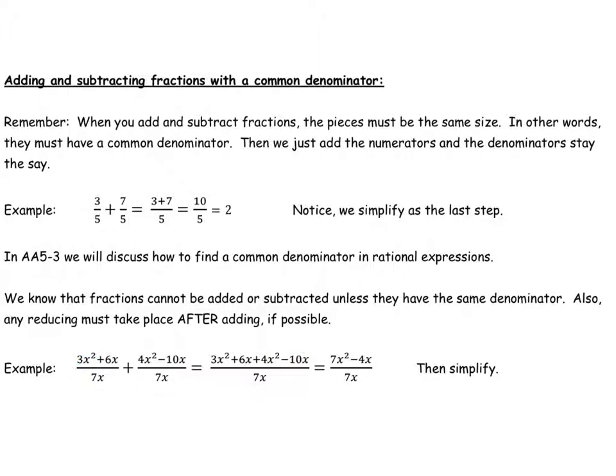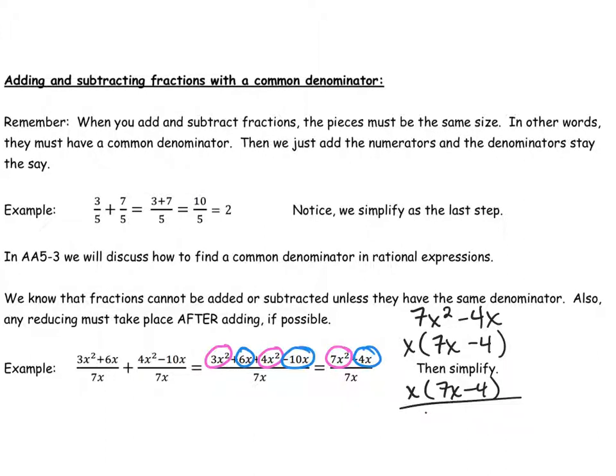What I want to do is take my like terms. So my like terms here, 3x squared and 4x squared, give me 7x squared. And then 6x and negative 10x give me negative 4x. So then that's when I want to simplify, if I can. So I want to take the 7x squared minus 4x and factor that part. 7 and 4 don't have a common factor, but I can take an x out of both of those, so that would give me 7x minus 4. And on the bottom, all I have is 7x. So I've got x times 7x minus 4 over 7x.